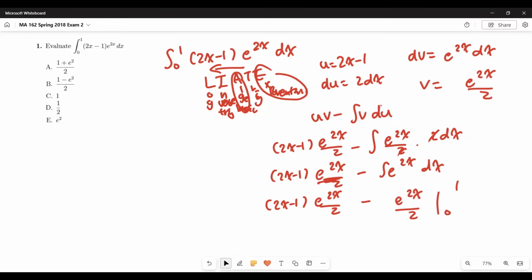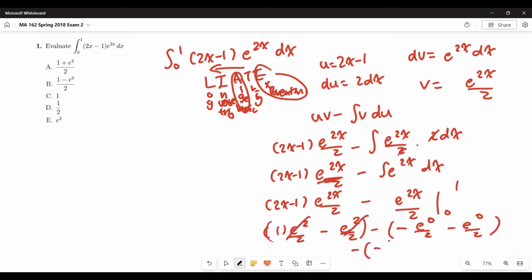So (2x minus 1) e to the 2x over 2 minus e to the 2x over 2, integrating from 0 to 1. Let's plug it in. So at 1, it's 1 times e squared over 2 minus e squared over 2, minus negative e to the 0 over 2, minus e to the 0 over 2. So this thing will be cancelled out. So minus 1 over 2 minus 1 over 2. So it's going to be just 1. So the answer for this question is C.